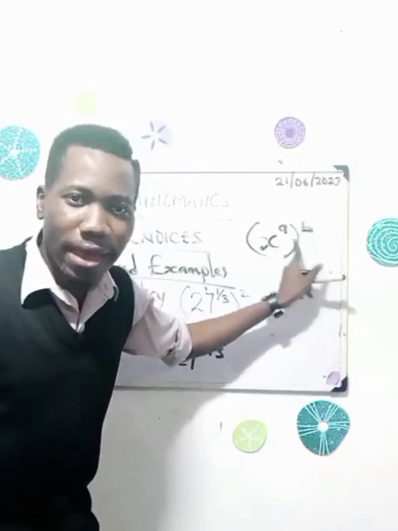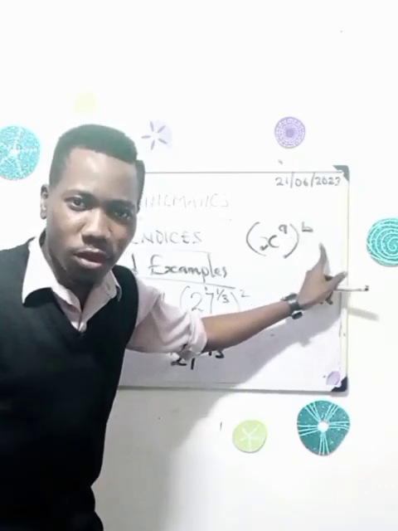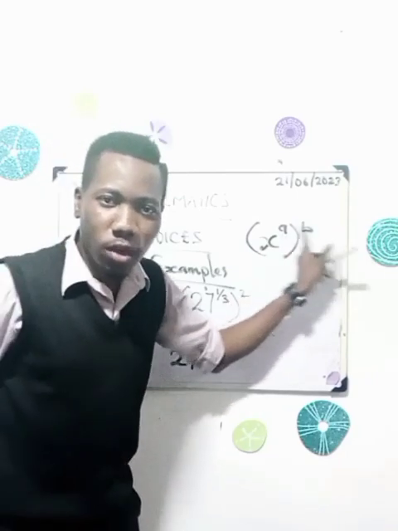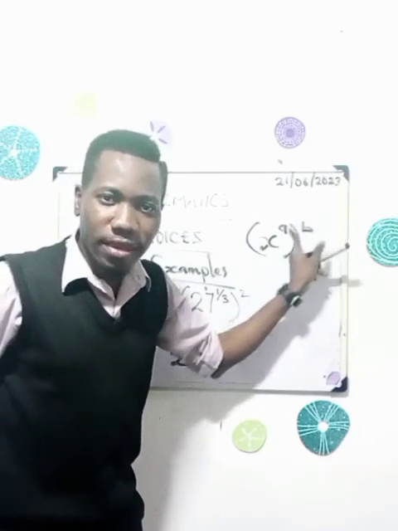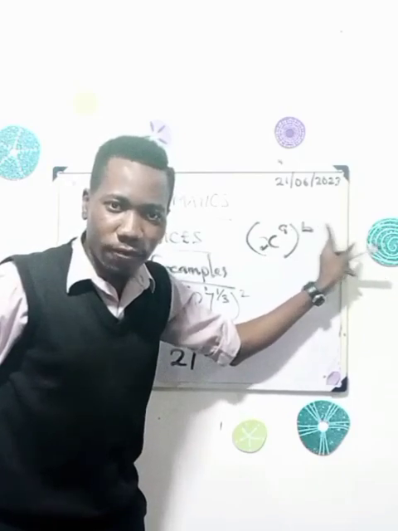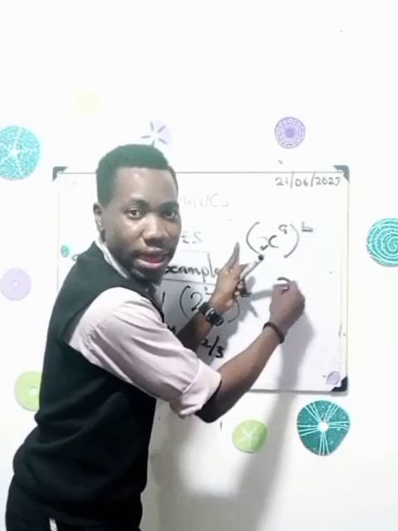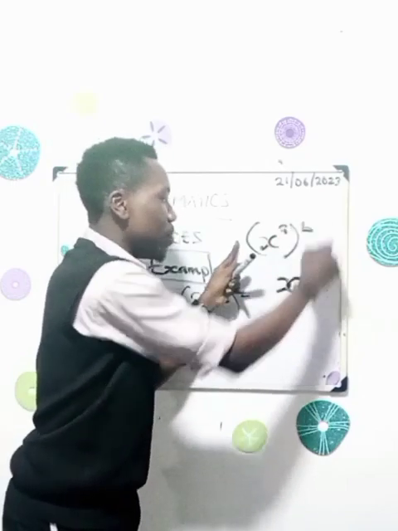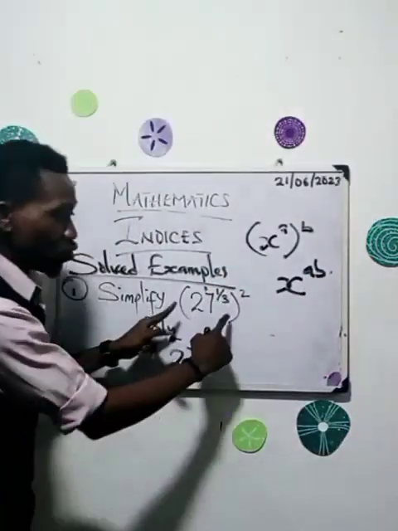You multiply a by b. That's what the rule says. So this becomes what? You multiply the power in the bracket by the power outside the bracket. Yeah, we're following. So this becomes x raised to the power of what? ab. So that's what you're supposed to apply here.